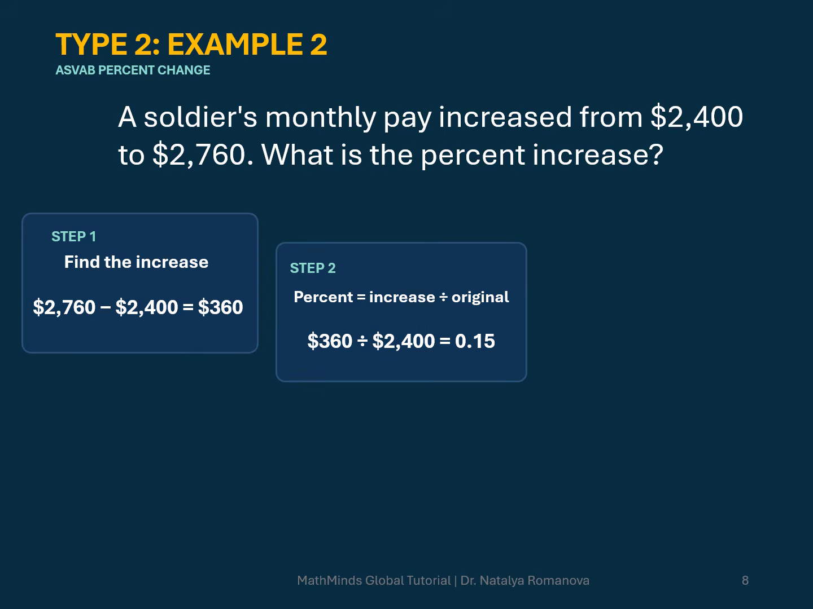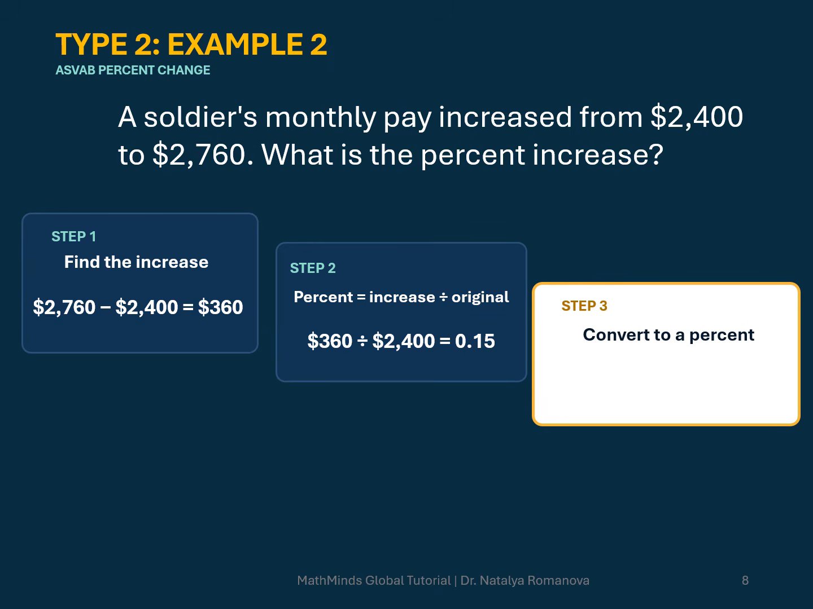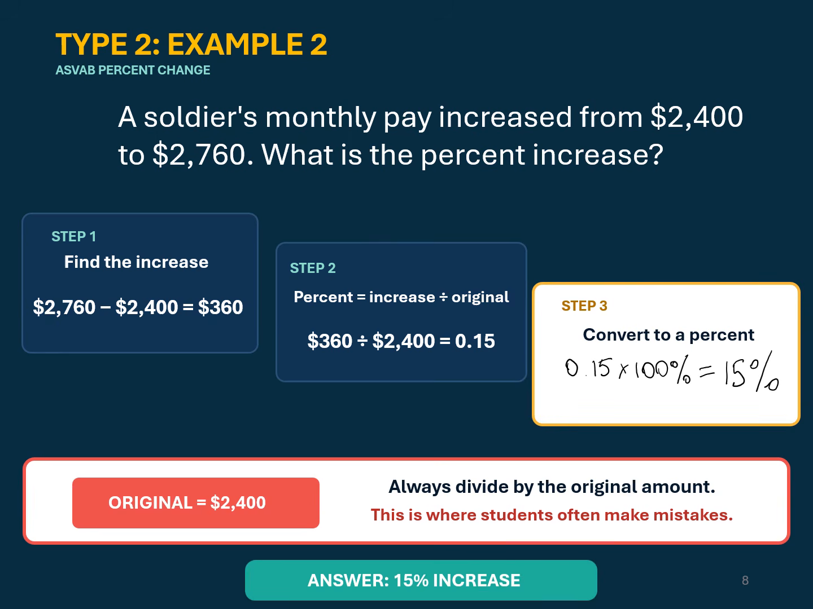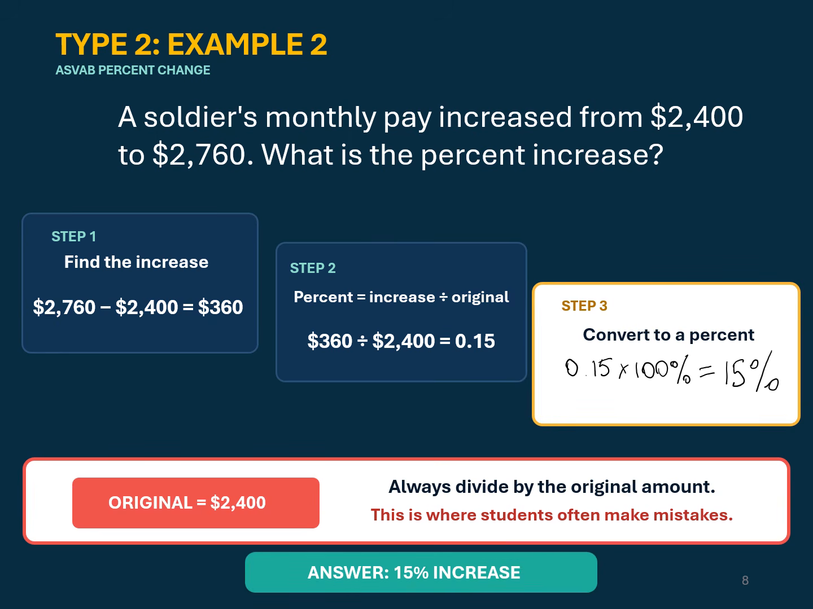Next step, we need to convert 0.15 to percent. So we take 0.15 times 100%. It equals 15%. Always divide by the original amount for a problem like that. So the correct answer for this problem is a 15% increase.